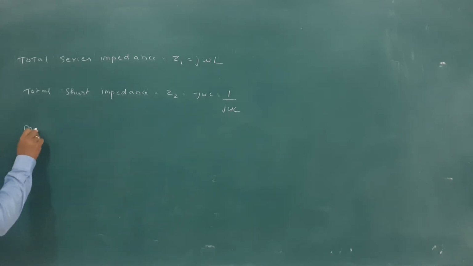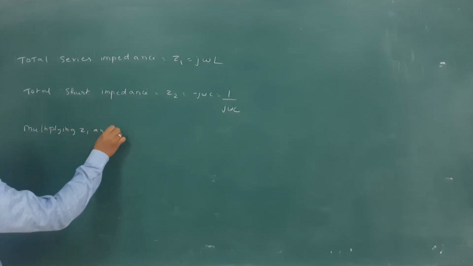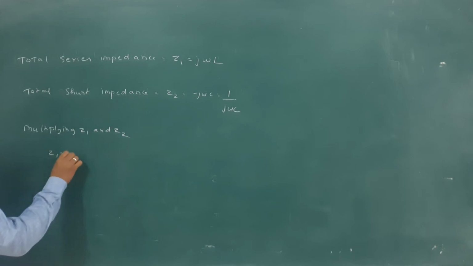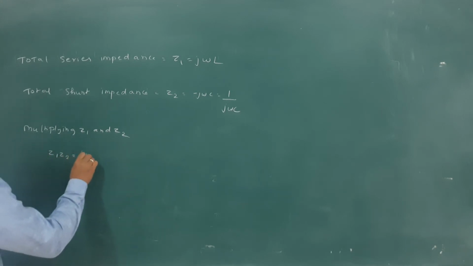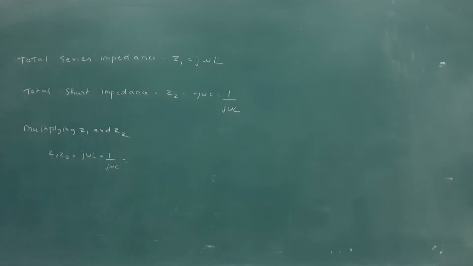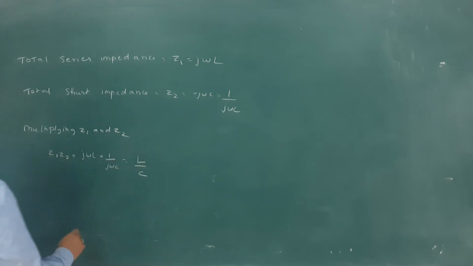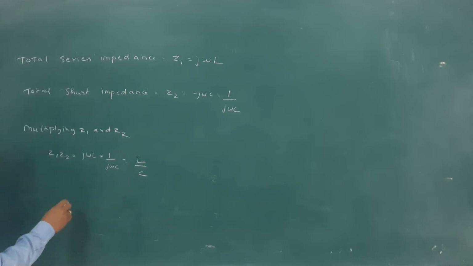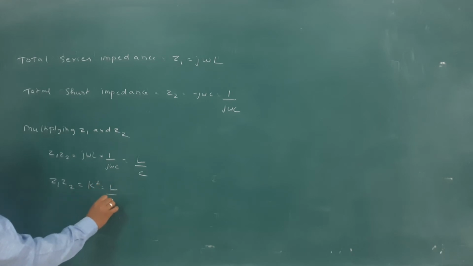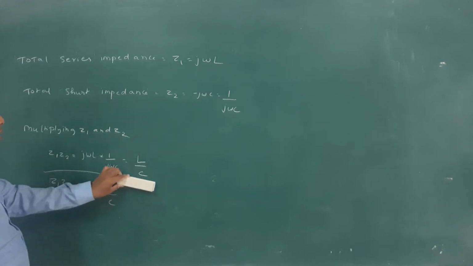Now multiplying both equations, multiplying Z1 and Z2, what we get: Z1 into Z2 is equal to j omega L into 1 by j omega C, which is equal to L by C, because all the other things cancel and we have L by C. And this L by C, you can also write Z1 Z2 is equal to K square, where K is the constant, because L by C is also a constant, and I can write here K square.